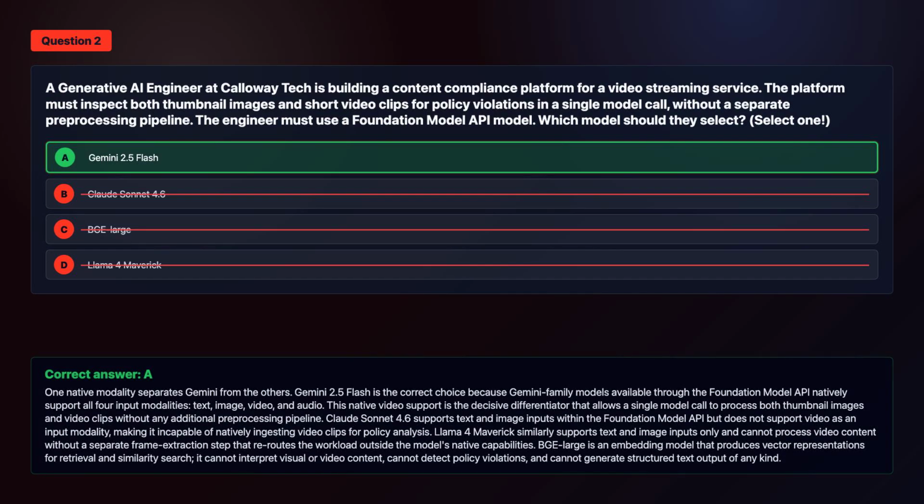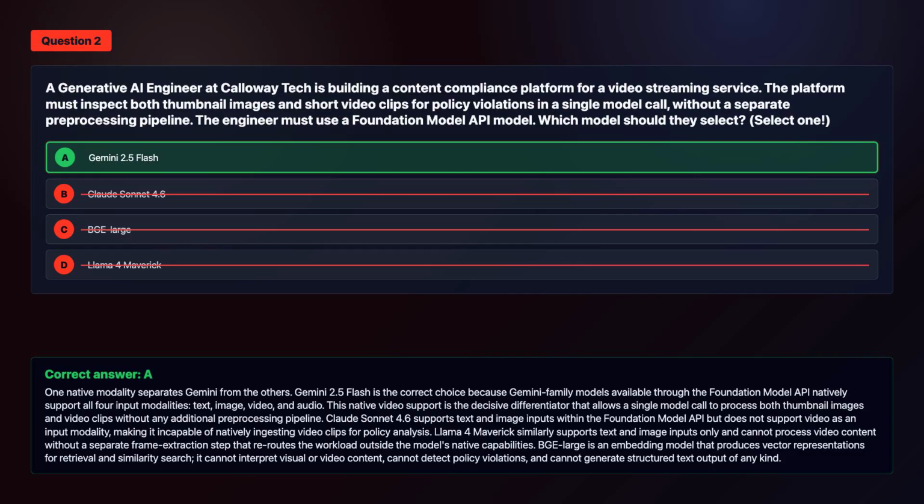The correct answer is option A. One native modality separates Gemini from the others. Gemini 2.5 Flash is the correct choice because Gemini family models available through the Foundation Model API natively support all four input modalities: text, image, video, and audio. This native video support is the decisive differentiator that allows a single model call to process both thumbnail images and video clips without any additional pre-processing pipeline.